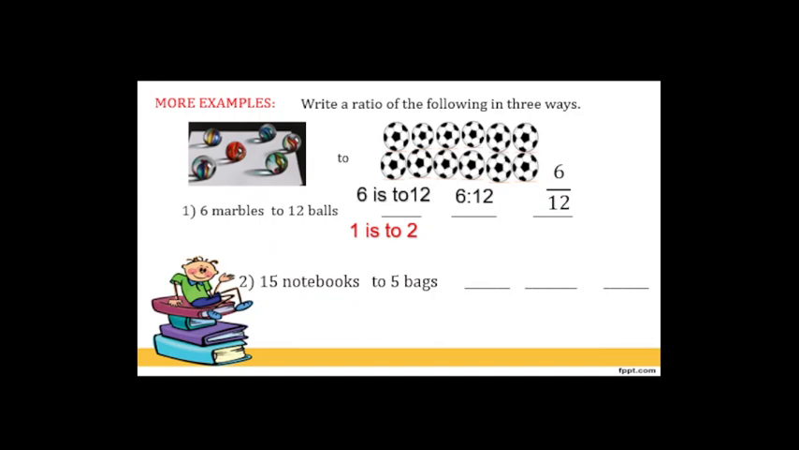Next, we have 15 notebooks to 5 bags. So in word form, that is 15 is to 5. Colon form, that is 15:5. And in fraction form, that is 15 over 5. Again, 15 is to 5 can be expressed in simplest form by dividing both terms by 5. And 15 divided by 5 is 3, and 5 divided by 5 is 1. So that will become 3 is to 1.